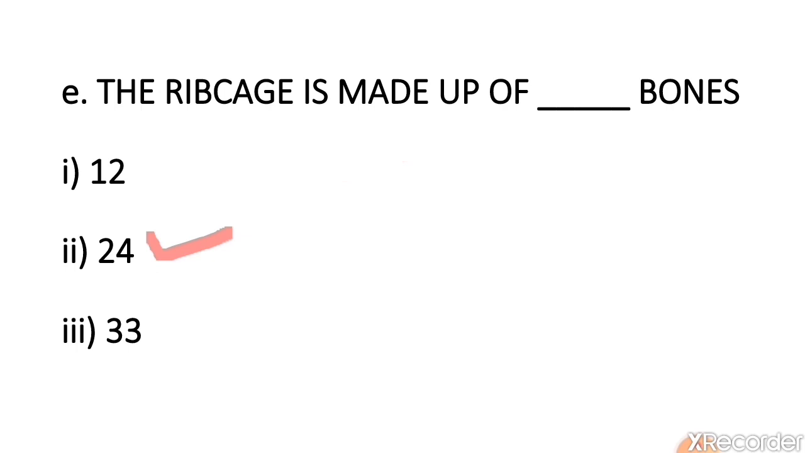E. The rib cage is made up of dash bones. Three options are given: 12, 24 and 33. The rib cage is made up of 12 pairs, not only 12. Okay, so 12 pairs means 24. So the correct answer is the rib cage is made up of 24 bones, and these bones are called ribs. The rib cage protects our heart and lungs. Everybody clear?